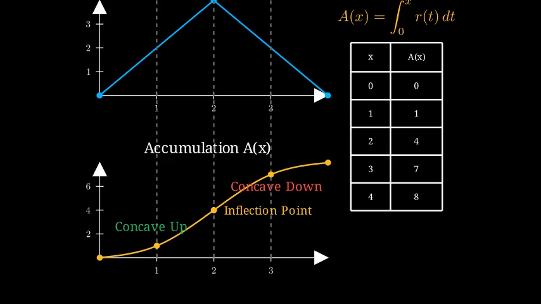The change in concavity happens right below the peak of the rate. That point is an inflection point of the accumulation function.